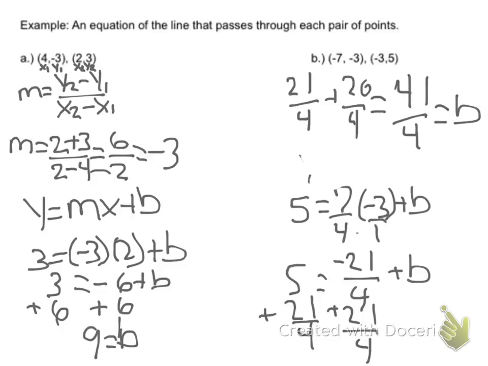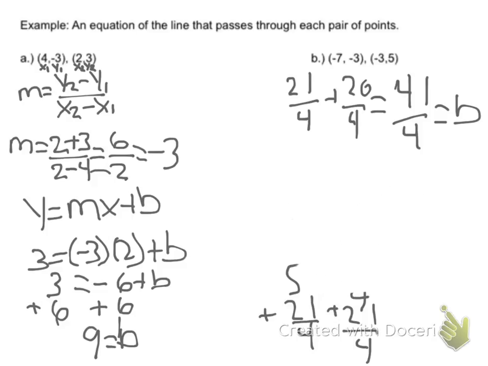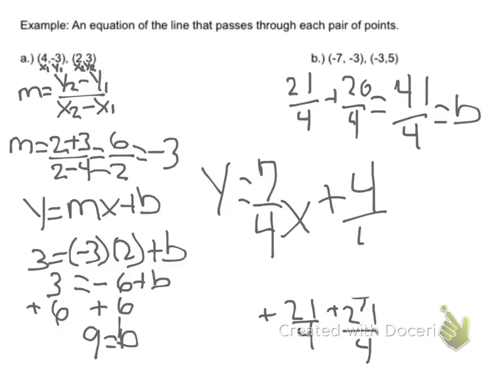And now for the equation, for the last part, it is y equals 7 over 4 x plus 41 over 4. So yeah, that's it, and it's really easy once you get the hang of it.